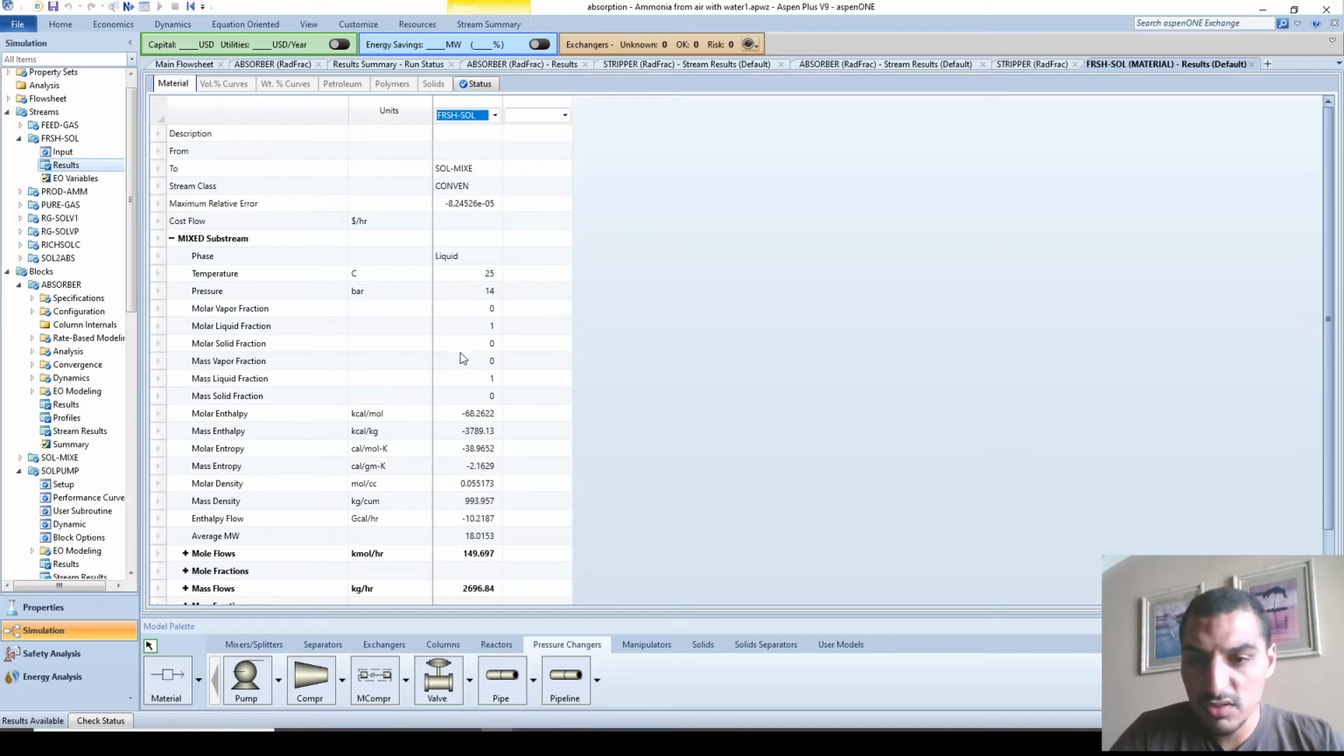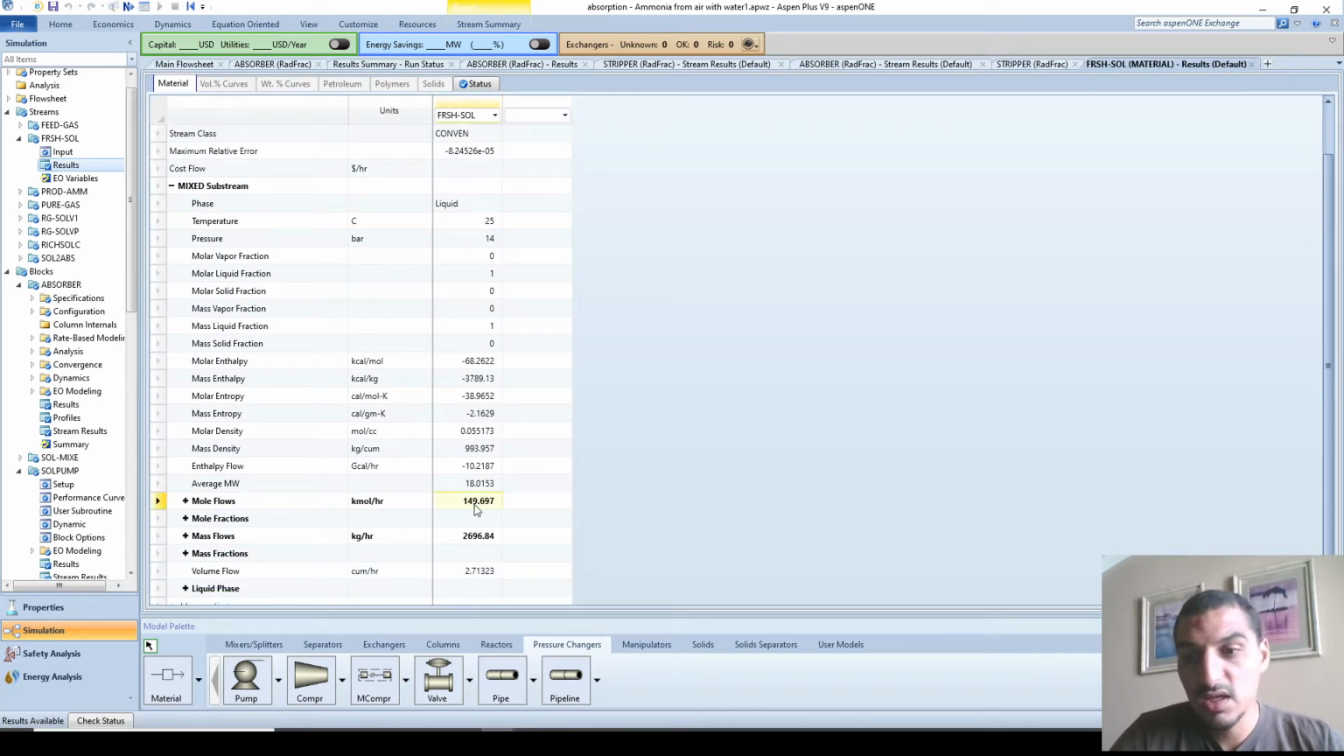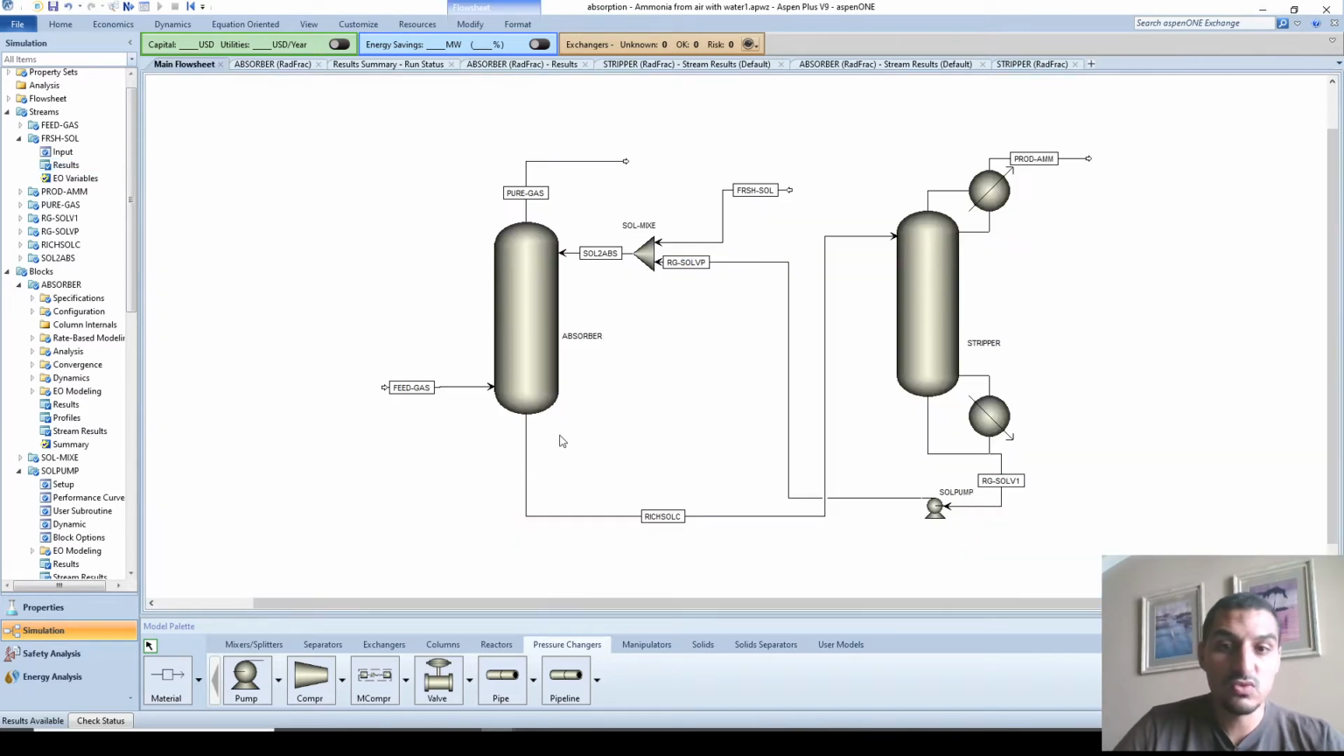I believe it's going to be 120 something, or it's 150 kilomoles per hour. So I'm making up with 15% of the total amount of the solvent to the column, which is too much. To understand what's the problem, we need to take a look at the absorber and remind ourselves how we chose the absorber and what kind of inputs we put to the absorber.